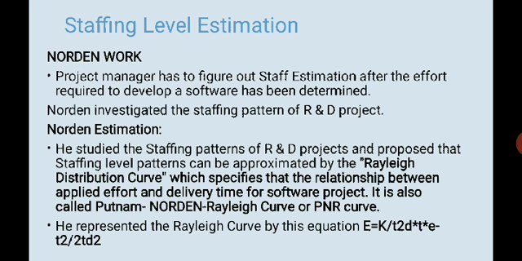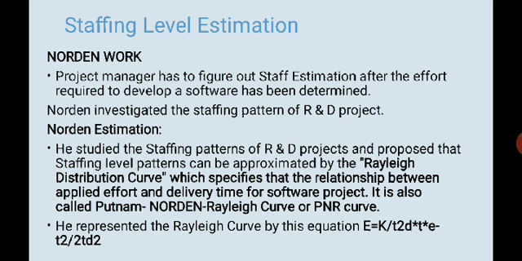Okay. Next we come to staffing level estimation. See, what Norden said was that the project manager has to figure out the staff estimation from the effort required to develop a software, once it has been determined, right? So staffing is how much staff will be needed for a particular product. Two scientists worked on this, Norden and Putnam. The first one said that the project manager has to figure out the staff estimation after the effort required to develop a software is determined.